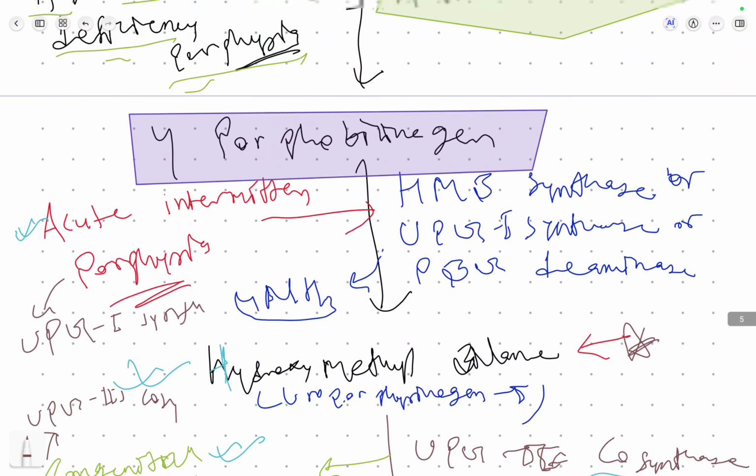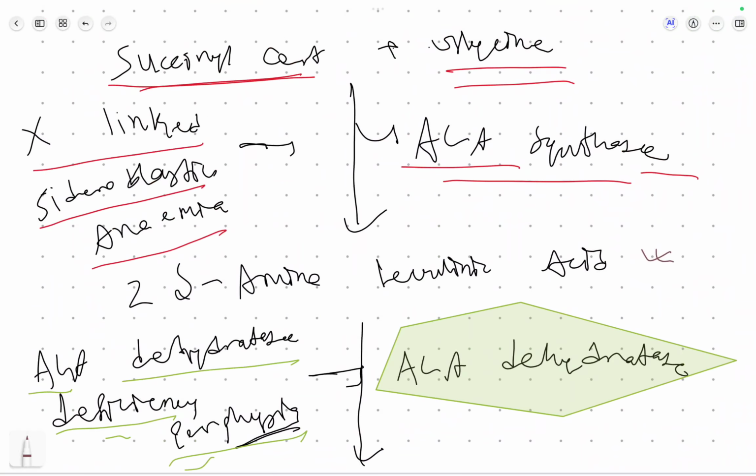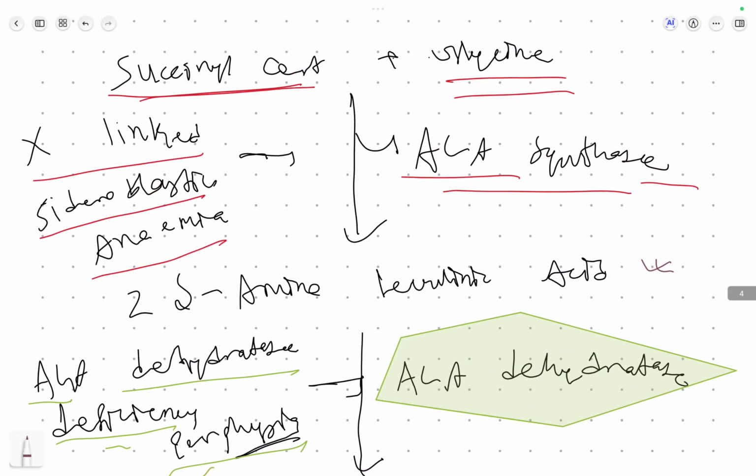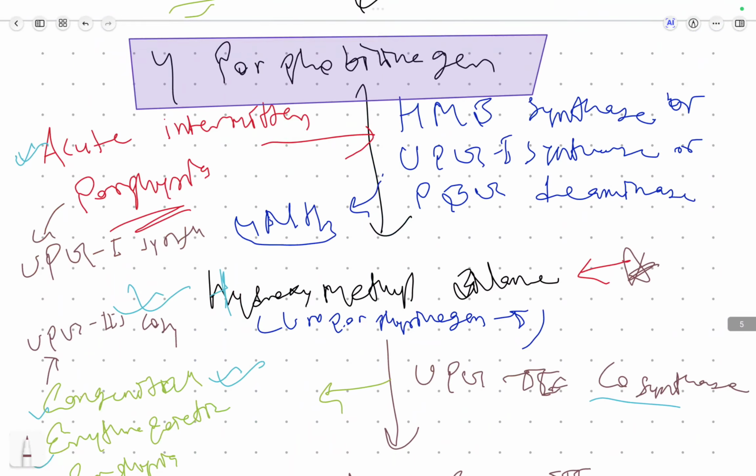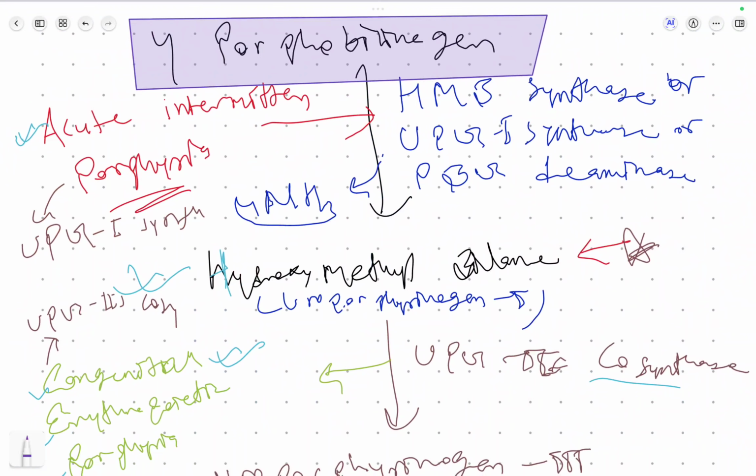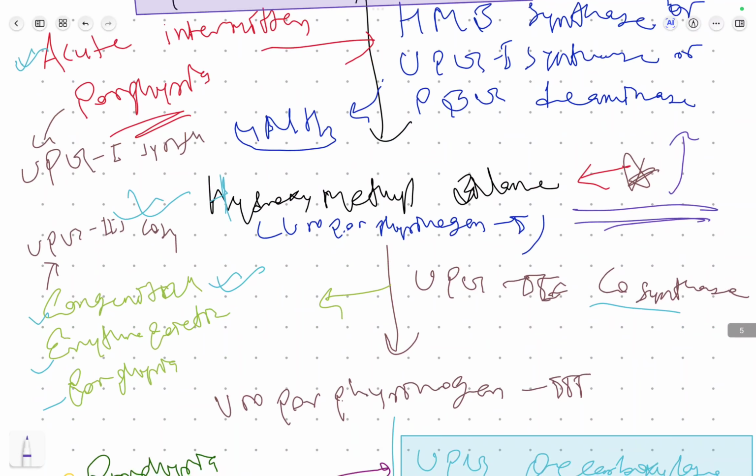And then that's all. This is all about the porphyrias. I think I could make you understand. And one main thing I've already told you: all the porphyrias above this have only the symptoms of neurological problems and abdominal pain, and all the porphyrias after these have photosensitivity along with neurological problems. All right.